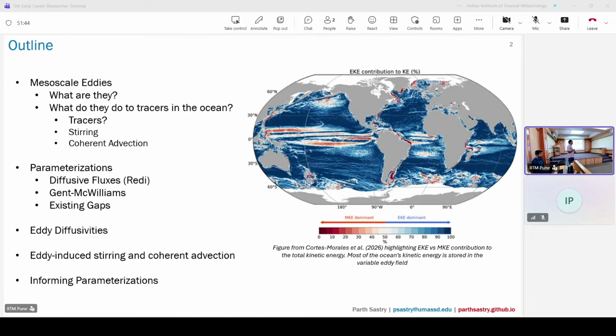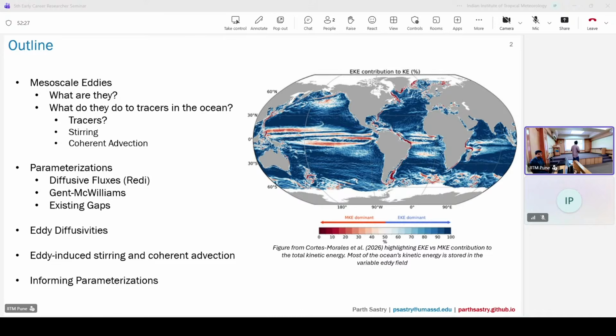One of the really important reasons why we care about eddies is, number one, as I mentioned, they affect tracers quite drastically. But also because if you look at this map, which was published very recently by Cortez Morales in 2026, you see blue versus red regions of the ocean, which highlight where the eddy kinetic energy, the dynamic variable part of the kinetic energy budget of the ocean, is dominant, which is the majority of the ocean in blue, and where the mean flow, the red, is more dominant. So by and large, our understanding of the dynamical circulation of the Earth really depends on understanding how eddies interact with the mean flow and how eddies interact with each other.